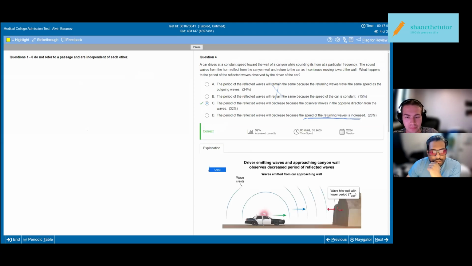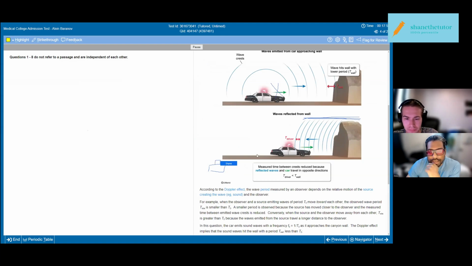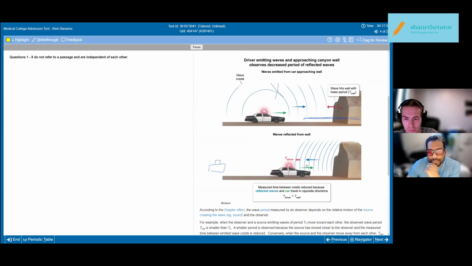I think that the wall, so the observer, I think is going to be the same as the source, the observer, just because it would bounce back. But yeah, what were you thinking?